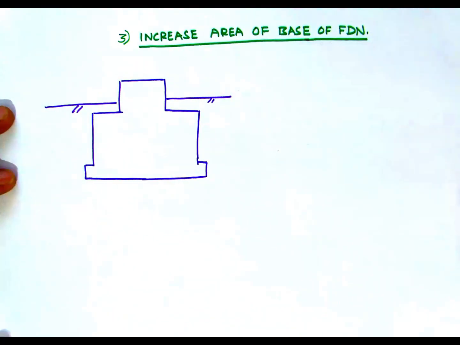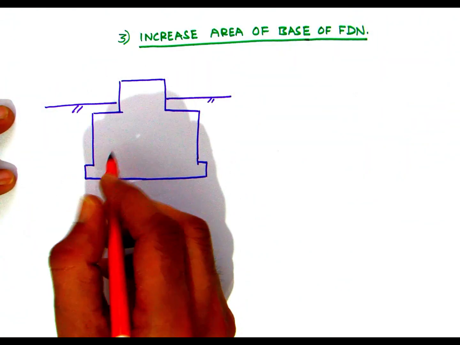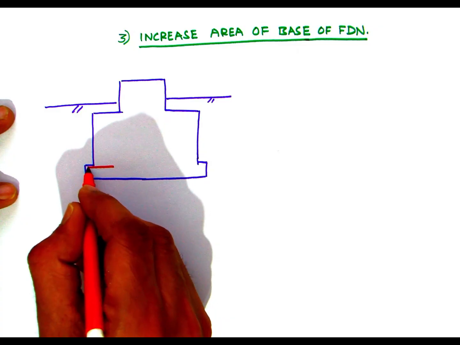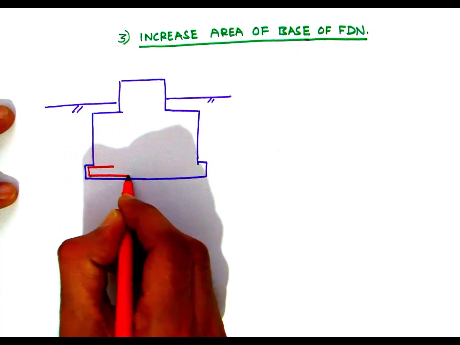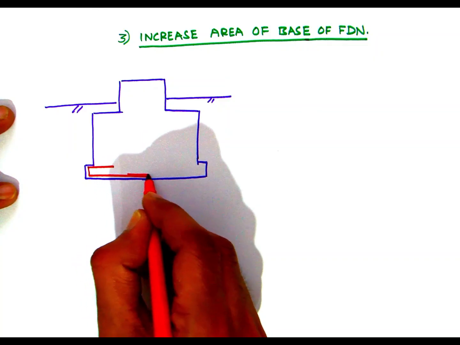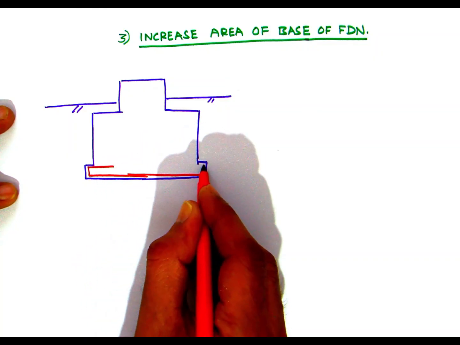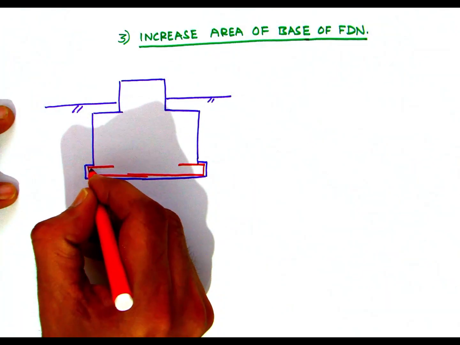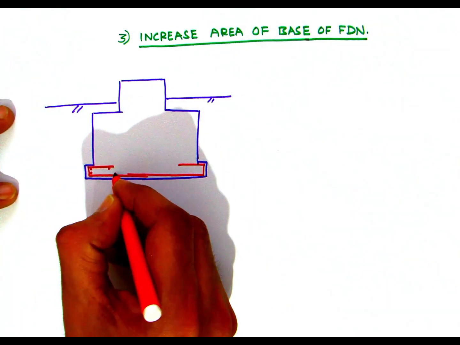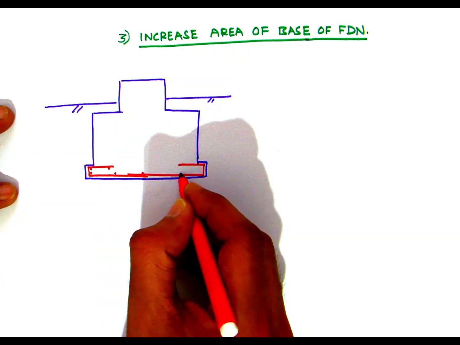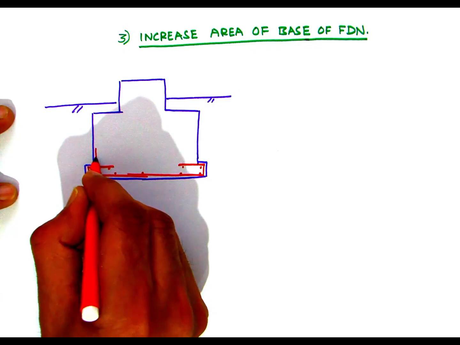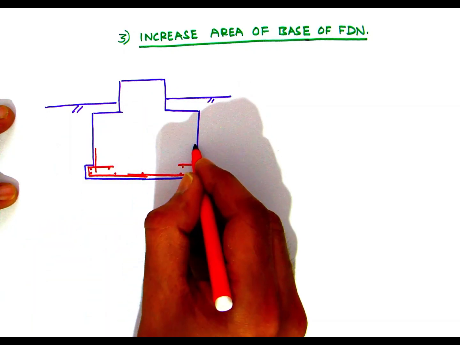So let's say we have a foundation block system where we have a pedestal block and then a foundation base. So what this measure involves is increase of specifically the planned dimensions of the base which is in contact with the soil, so that stiffness is increased. There would be already existing reinforcement in the base.